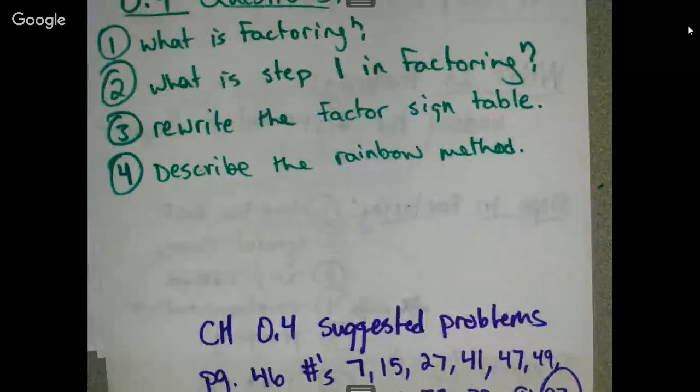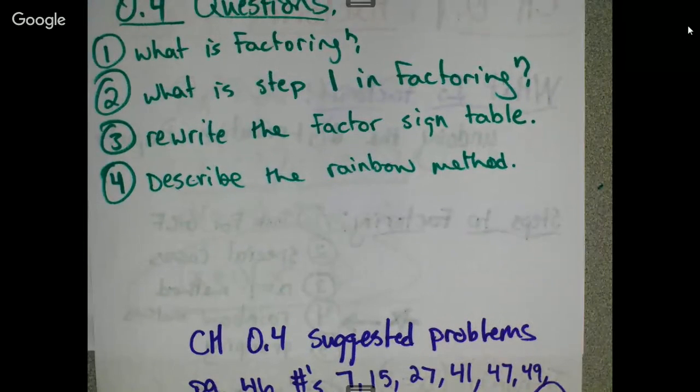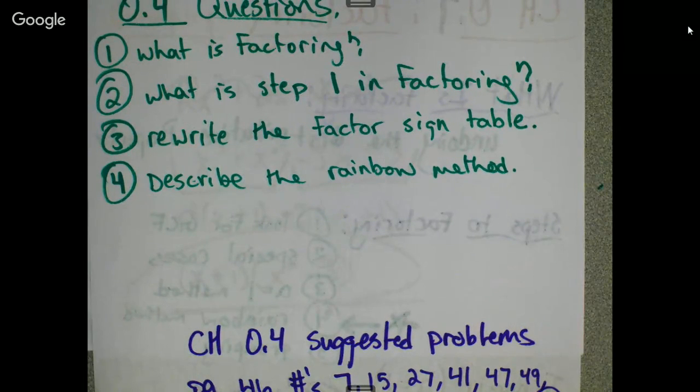Here are your questions. So what is factoring? What is step 1 in factoring? Rewrite the factor sign table and describe to me the rainbow method. Okay, when do I use it? How do I use it? All that kind of stuff.